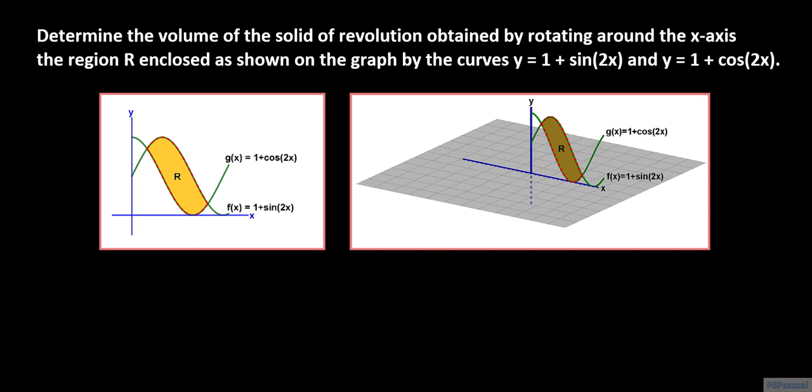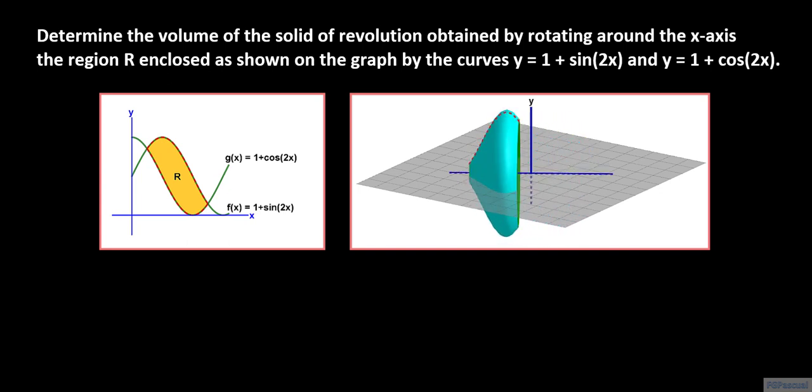In this exercise, we are going to find the volume of the solid of revolution that we get by rotating around the x-axis the region R that is enclosed, as shown on the graph, by the curves f of x equals 1 plus sine 2x and g of x equals 1 plus cosine 2x. The graphic on the right shows how we obtain the solid of revolution by rotating the region R about the x-axis.